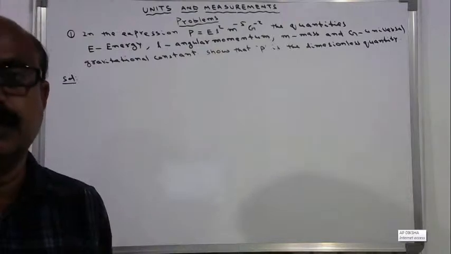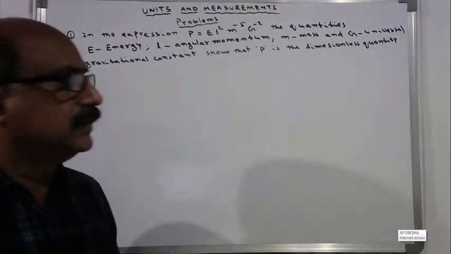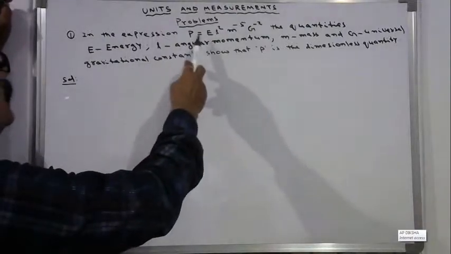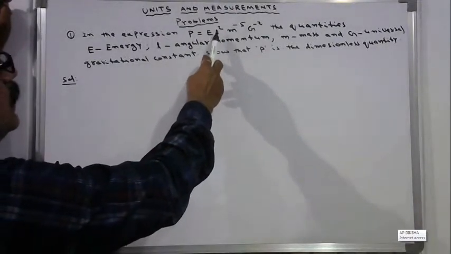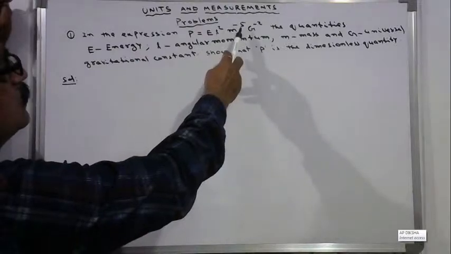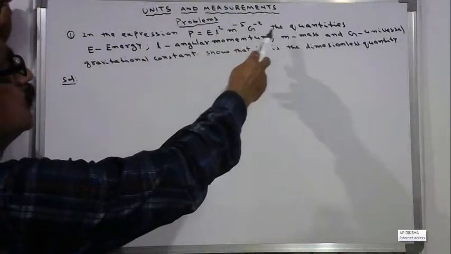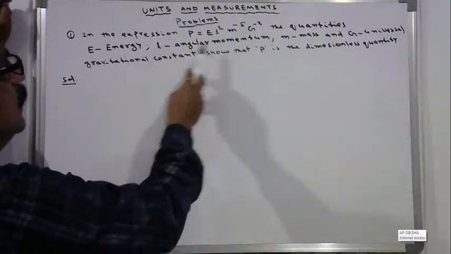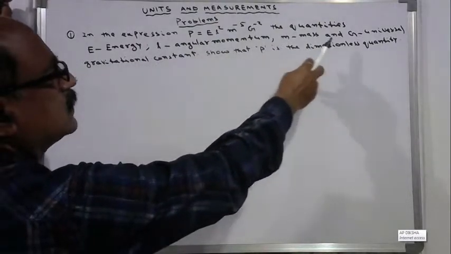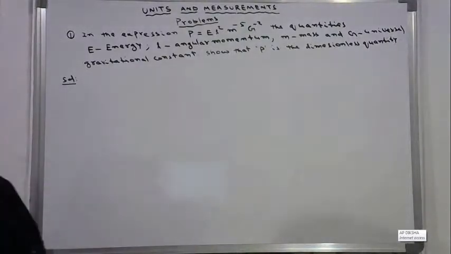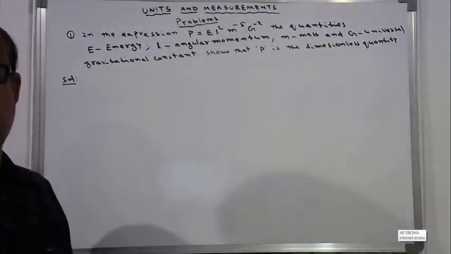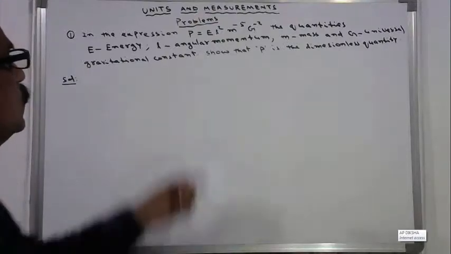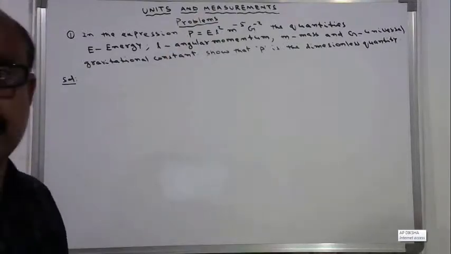Now let us solve some problems. Observe this problem. In the expression P is equal to E L square m power minus 5 G power minus 2, the quantities are E is energy, L angular momentum, m mass, and G universal gravitational constant. Show that P is a dimensionless quantity. We have to prove that this P is a dimensionless quantity.